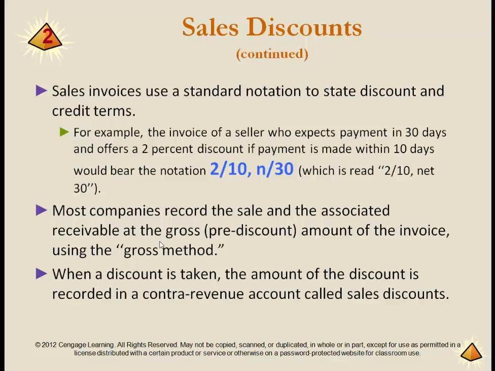So in the example I just gave you, if you had a $1,000 invoice, you would report sales revenue at $1,000 and accounts receivable at $1,000, and then you wouldn't report the discount until it's paid, because if they pay within 30 days, you're not going to get the discount. And that's typically what they're going to do.